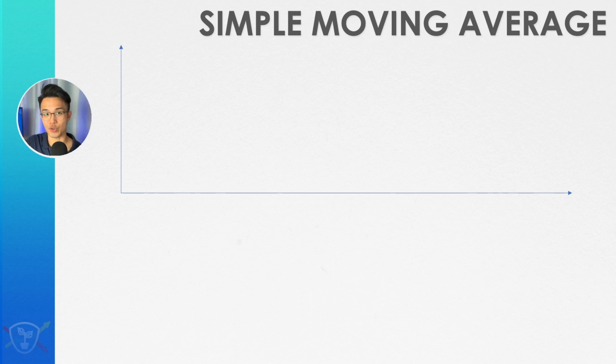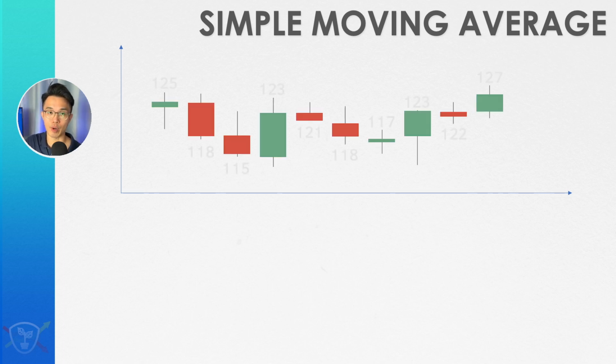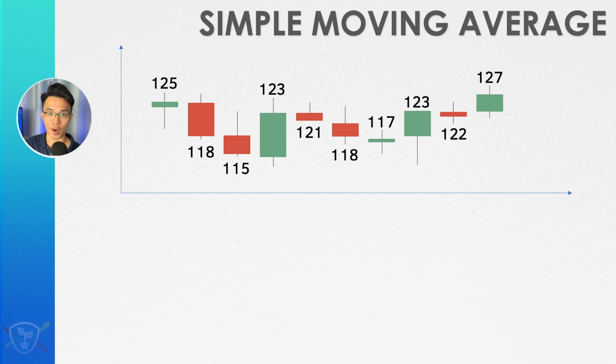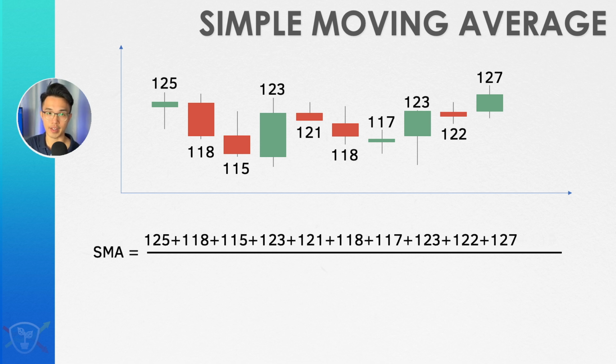Now let's say we're looking to create a 10-day simple moving average of this particular price chart. What we will do is take the prices for the last 10 days, add them together and divide it by 10. And that will basically give us the average of the past 10 days of prices.